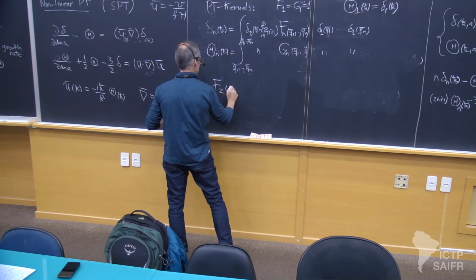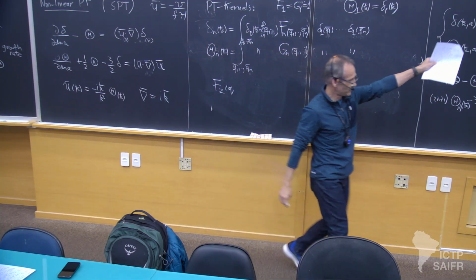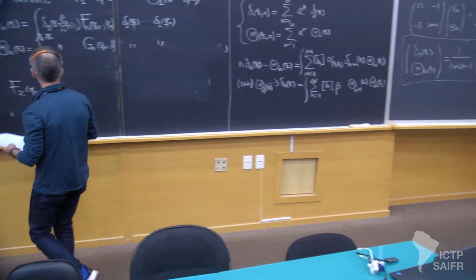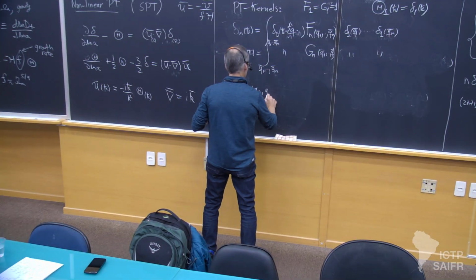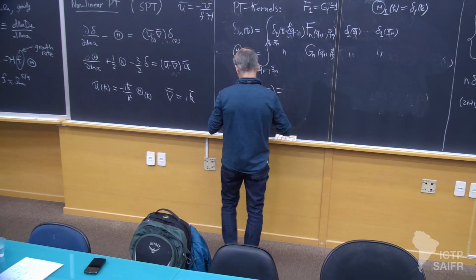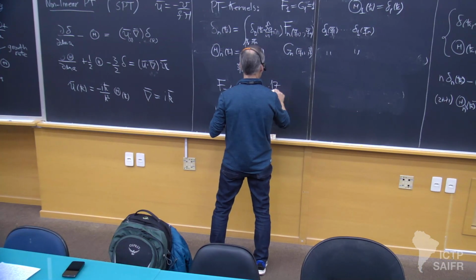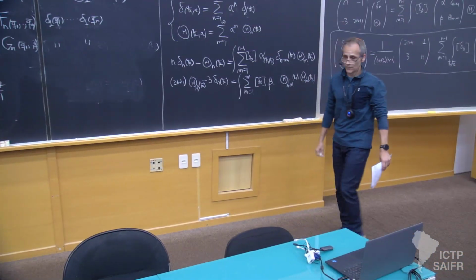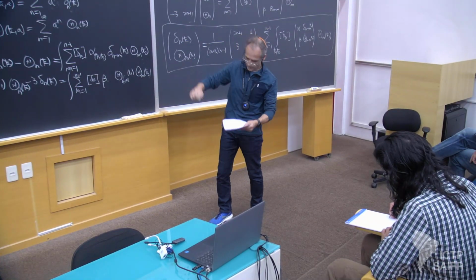So let me write, if you follow the algebra, it's one of the homework problems that I put on the web page. So you can derive the second order solution. And remember, these are dimensionless functions of K1 and K2, or Q1 and Q2.